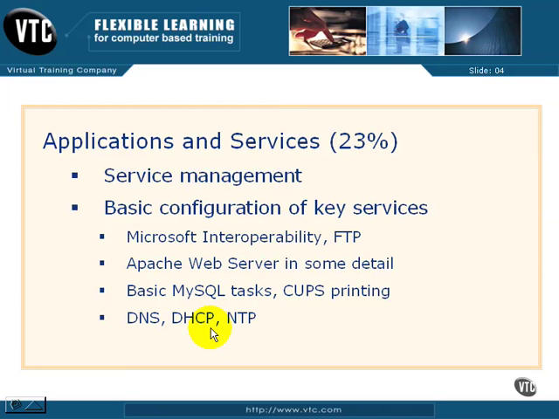Finally, this domain addresses basic concepts associated with the domain name server, the dynamic host configuration protocol service, as well as the network time protocol service.